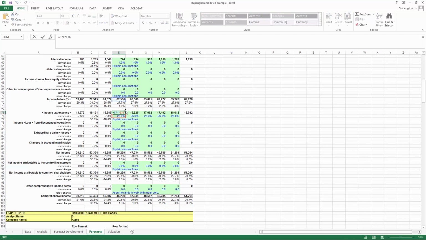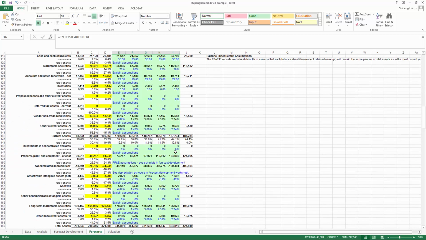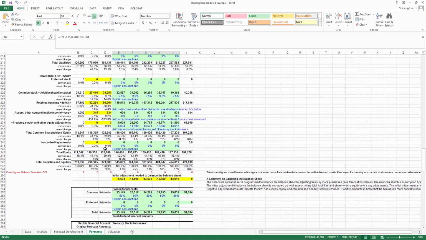When you click this cell, this formula represents the product of income before tax and the effective tax rate you enter in this row. After we project income tax expense, we have the net income, or net income is updated. And here, because the net income changed, right? It also affects the retained earnings we forecast in step 4.